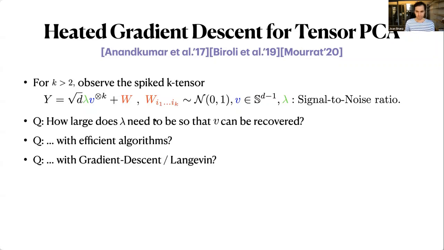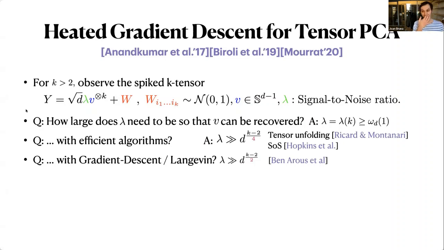And so, questions that people have asked in the last few years, here are a few. How large do you need to put the signal to noise ratio so that I can have any hope to recover the signal V? Then you can ask, okay, how can I do that with efficient algorithms? Or does gradient descent work? So if I take the naive landscape perspective, is it going to work? Are you going to succeed?